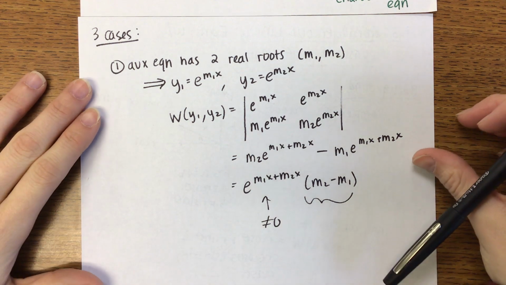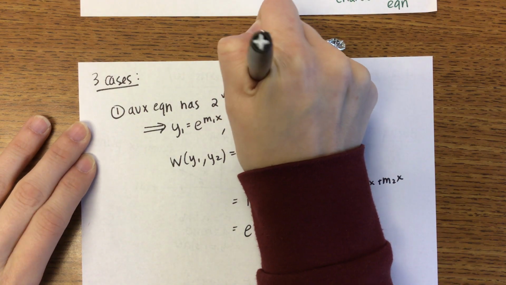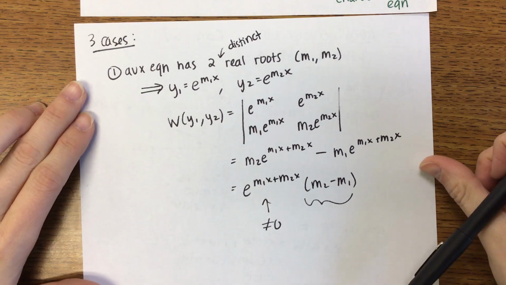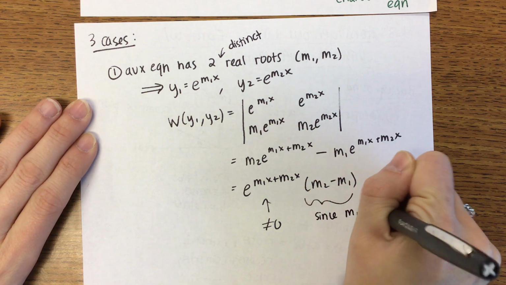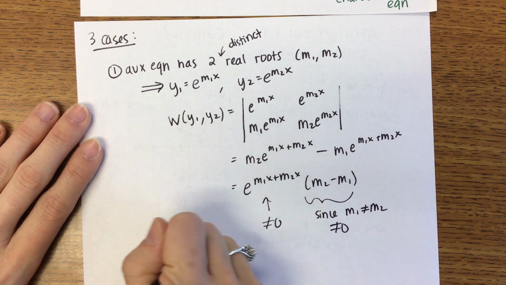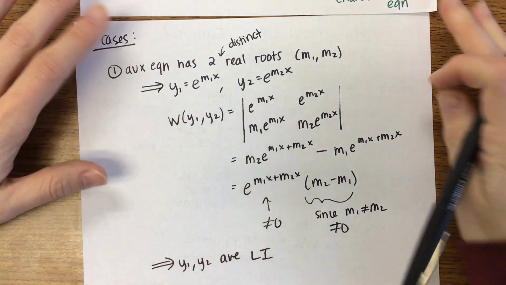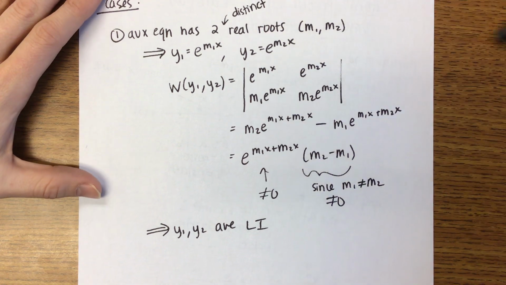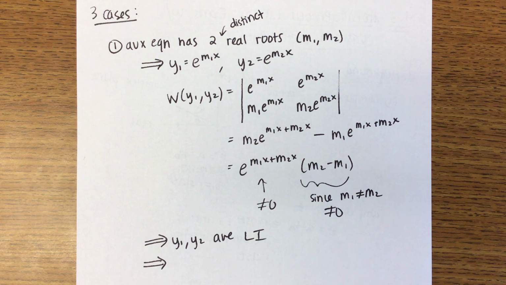Okay. Back here, I said it, I didn't write it. Do you remember me saying that these are distinct roots? They are different roots. Okay, so in this case, m1 does not equal m2, so this is not going to equal 0. That tells us that y1 and y2 are linearly independent. What comes after linearly independent? What is your next conclusion? We're looking for the general solution.